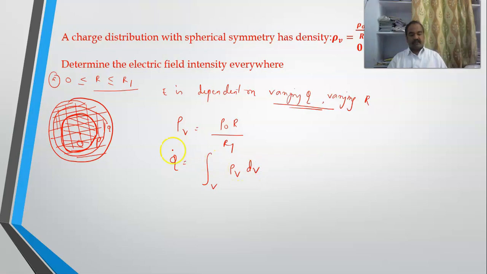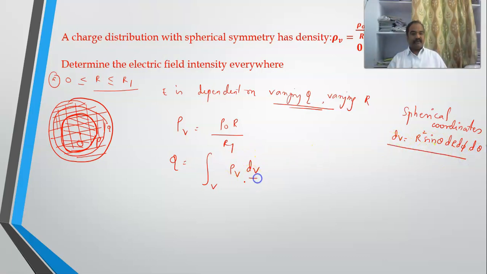Now since this is a spherical coordinate system, dV in spherical coordinates is r square sine theta dr d phi and d theta. I will be replacing that here, and rho v also I will be replacing. And if you want to consider up to this region, let us suppose it is at a distance of r.